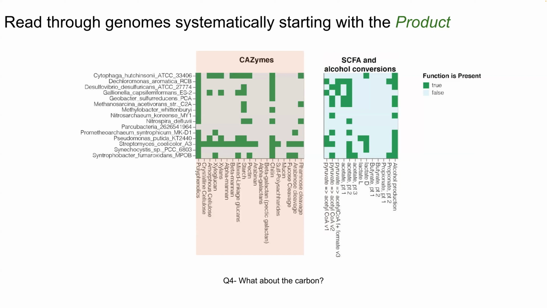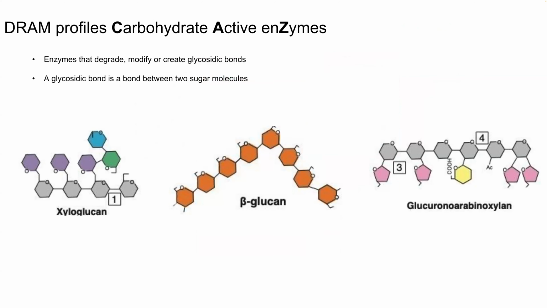These are really what are used to break down large polymeric carbon, things like starch, things like mucin or pectin are on here. And again, this will just give you the presence absence gene content if your genome encodes those. Cool. So DRAM does have a lot of information on these carbohydrate active enzymes.